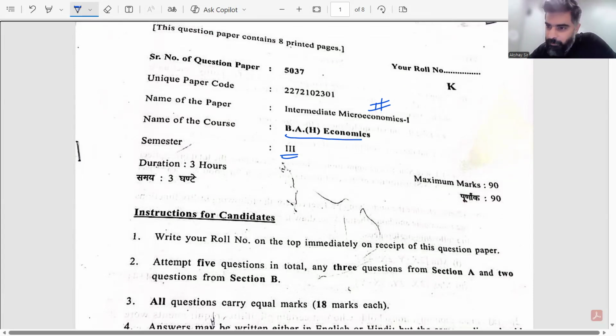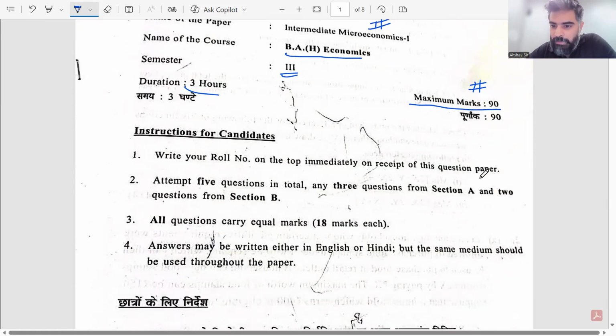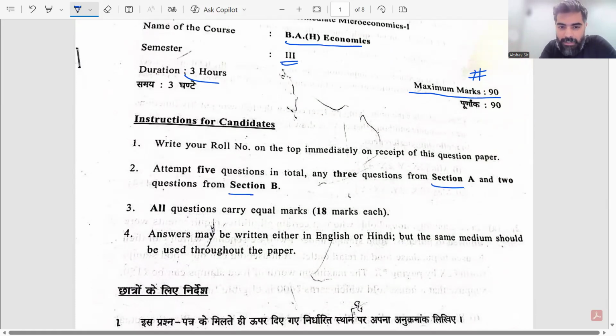Okay, so in this particular online lecture, I'm going to start with the discussion of this exam paper. It's a 90-mark paper, as students can clearly see on your screens. The duration of the paper is 3 hours. It contains 2 sections, section A and section B. Out of 5 questions from section A, only 3 need to be attempted, but I'll be solving all questions. And from section B, only 2 questions need to be attempted. So for a total of 5 questions, where every question carries 18 marks, you have 18 times 5, which makes it 90 marks.